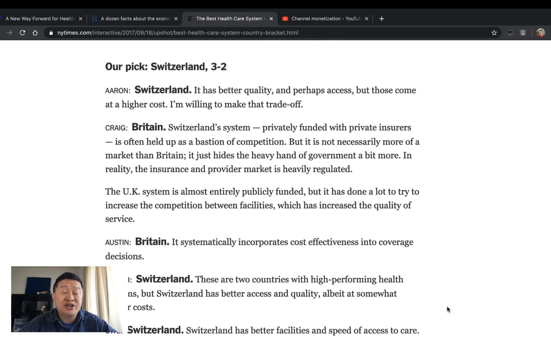Now, if you compared the Swiss system to that British NHS system, that's where people have mixed opinions. Some experts are saying that Swiss healthcare is better quality, perhaps better access, but it does cost more. Whereas other people would argue that the Swiss system is not necessarily as competitive between providers and insurers because it's so heavily regulated.